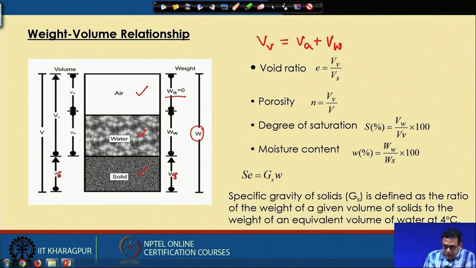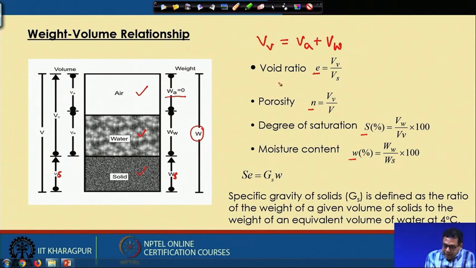Now, based on that we have different definitions, and these terms we will frequently use during our design or during our foundation course. First one is the void ratio, which is volume of voids divided by volume of solid. Then we have another one, the porosity, which is volume of voids divided by total volume. Then the degree of saturation, which is volume of water divided by volume of voids, and the moisture content, which is weight of water divided by weight of solid.